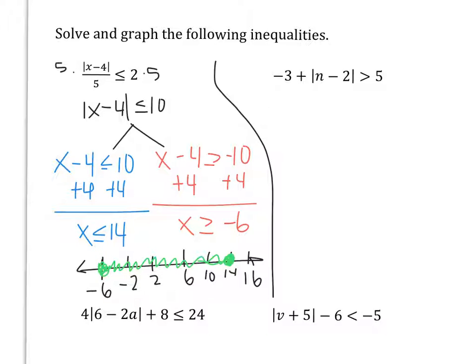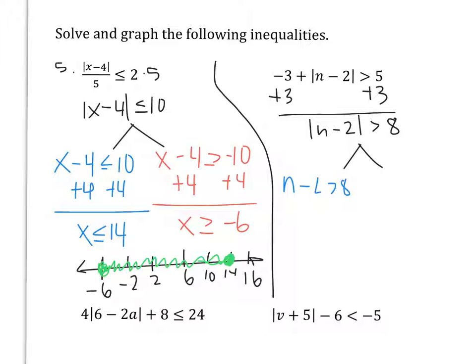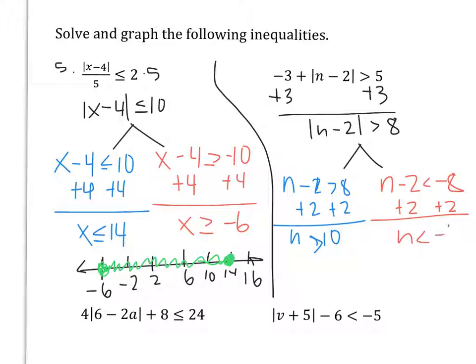So again, I have to isolate the absolute value first. And I will go ahead and add 3, and then get the absolute value of n minus 2 is greater than 8. Now I can go ahead and write my two inequality statements. The first case is as we see it, so n minus 2 is greater than 8. And the second case is n minus 2 is less than negative 8. So we'll go ahead and solve these inequalities, and I'll add 2 and get n is greater than 10. And then add 2 over here and get n is less than negative 6.